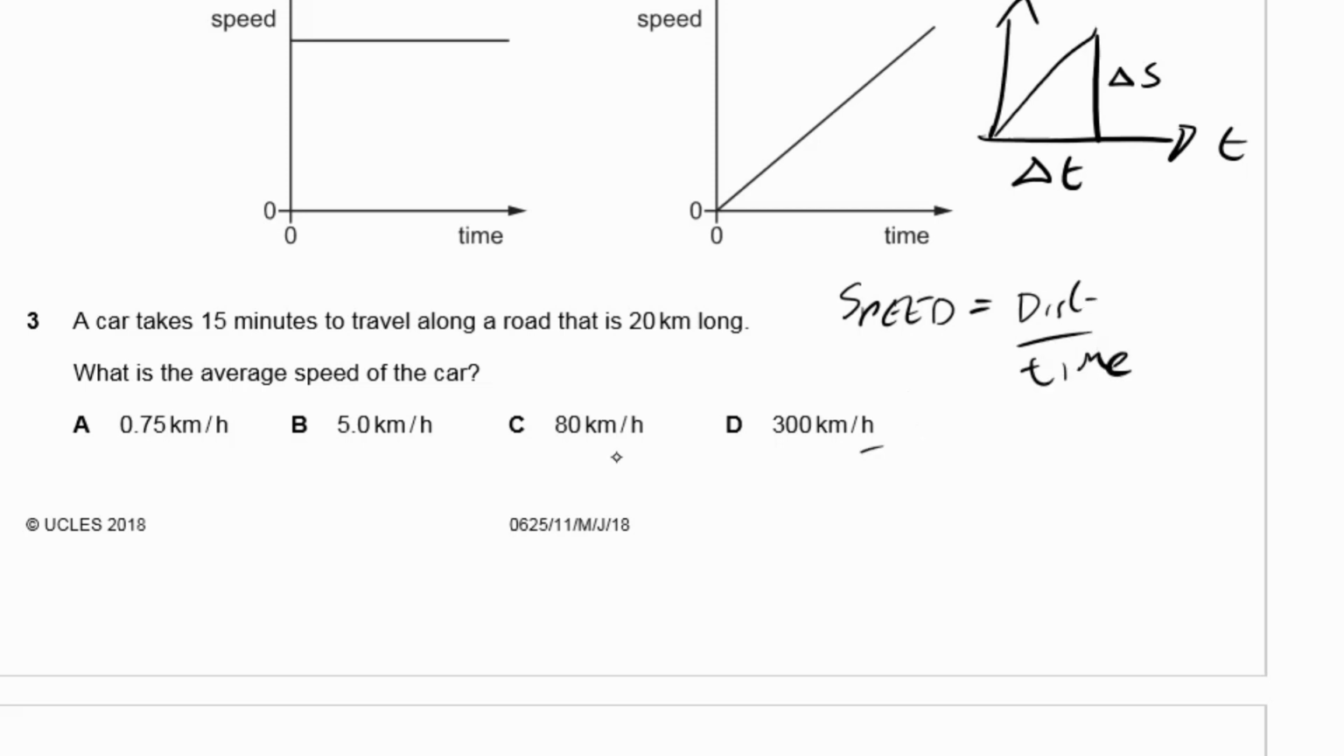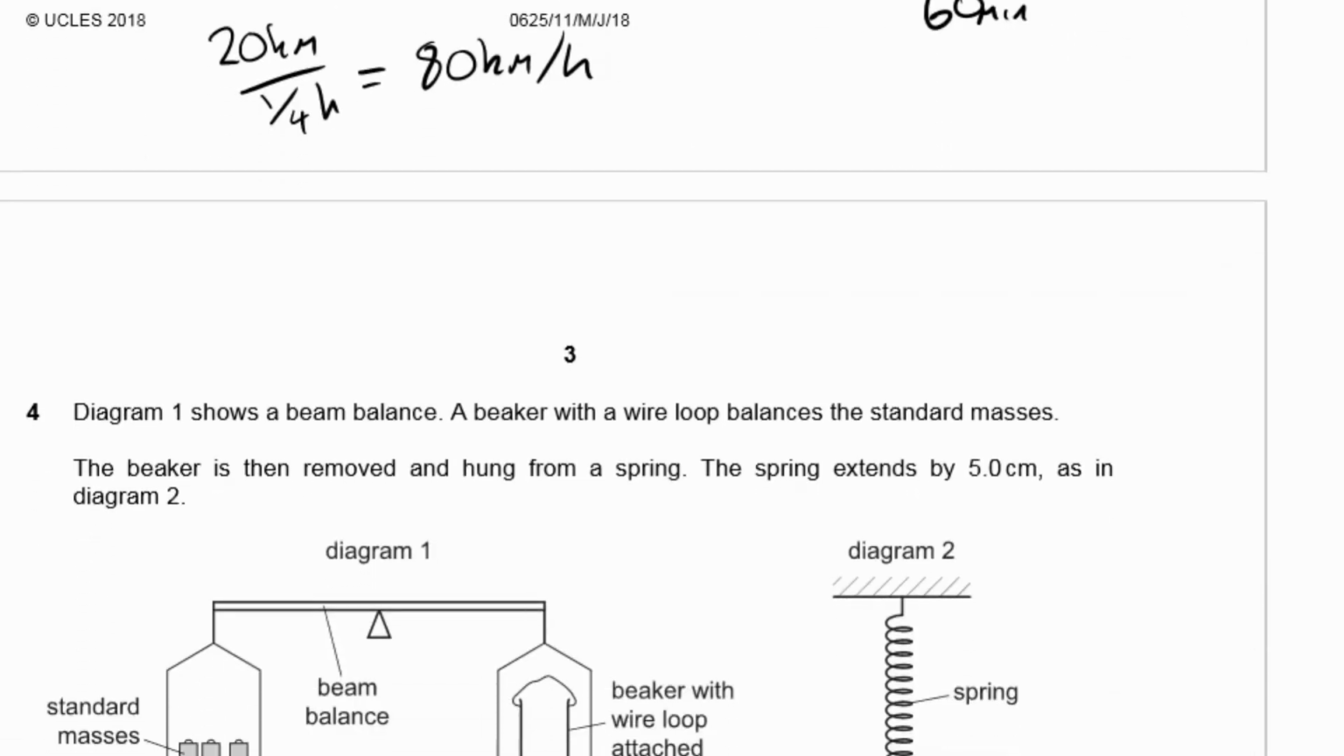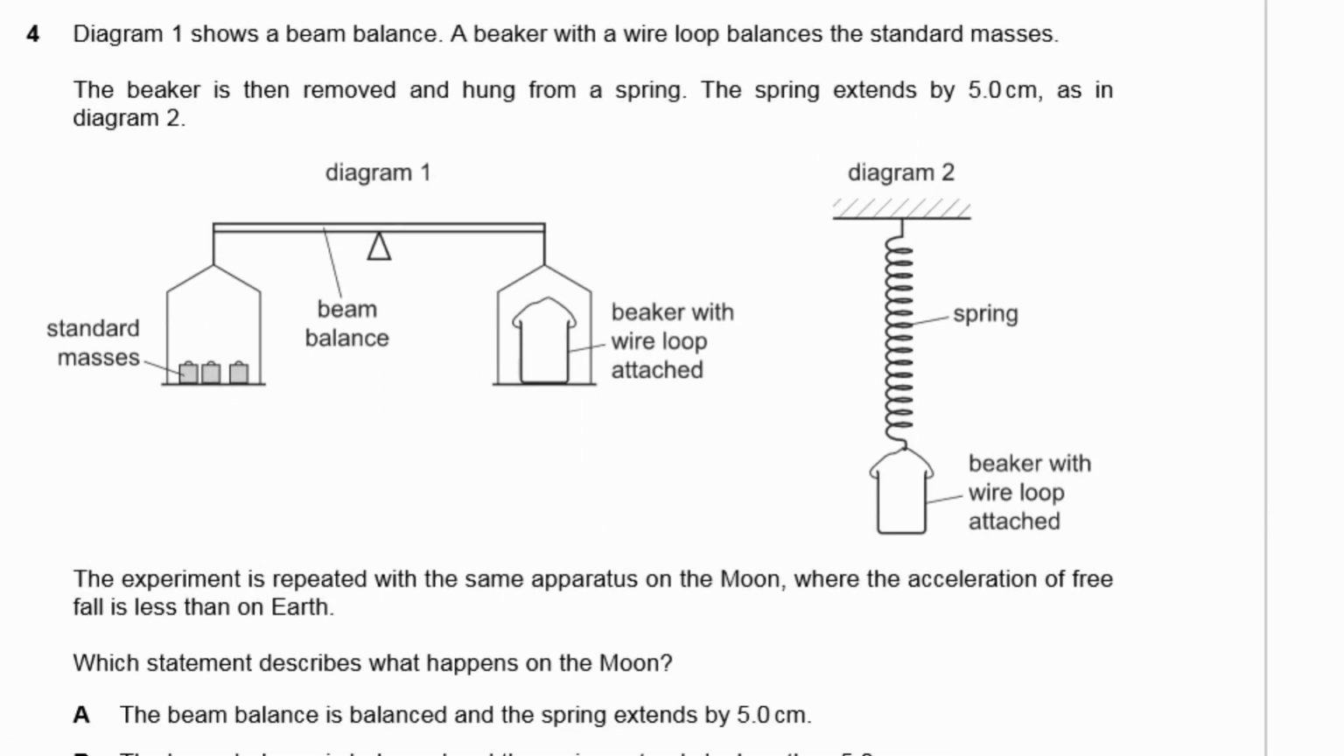Now if you look here, all of the times given are in hours. And we've been given 15 minutes. Well, 15 minutes divided by 60 minutes in an hour will give us 1/4 of an hour. So that's how long it is. So our distance divided by time, we have 20 kilometers divided by 1/4 of an hour, or you could do 0.25, it's absolutely fine, which will give you 80 kilometers per hour. Option C. Let's go to question number 4.